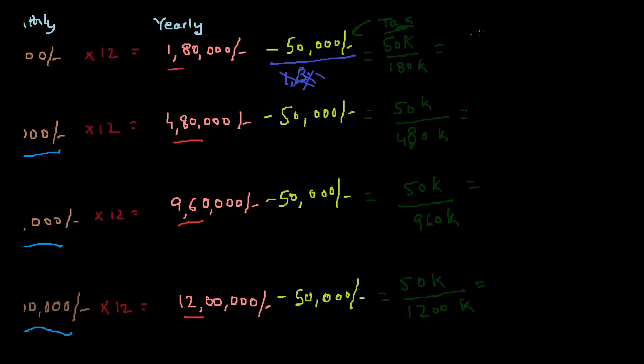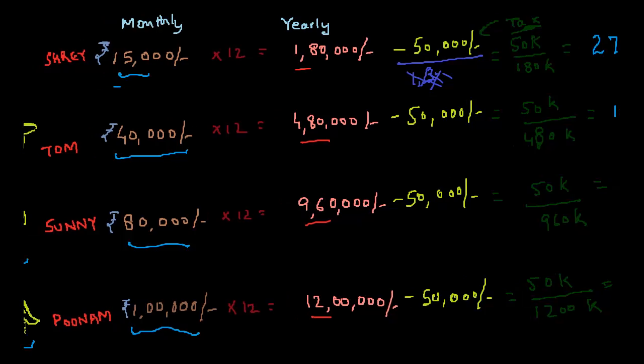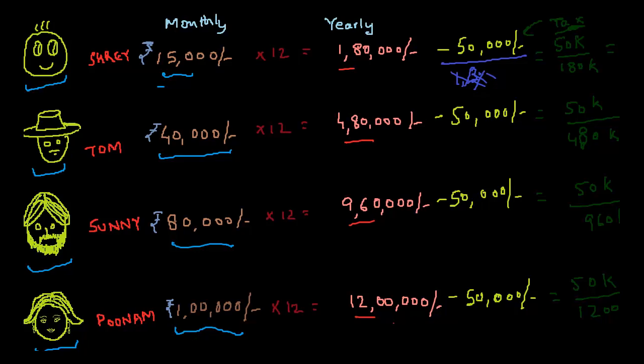It'll come out nearly to be 27.7%, 10.42%, 5.2%, and 4.17%. Now see what is happening here. The person who was earning the least, that is Shrey, is paying the highest amount of tax, that is 27%. And the person who was earning very high is only paying 4.17%, the least amount of tax.